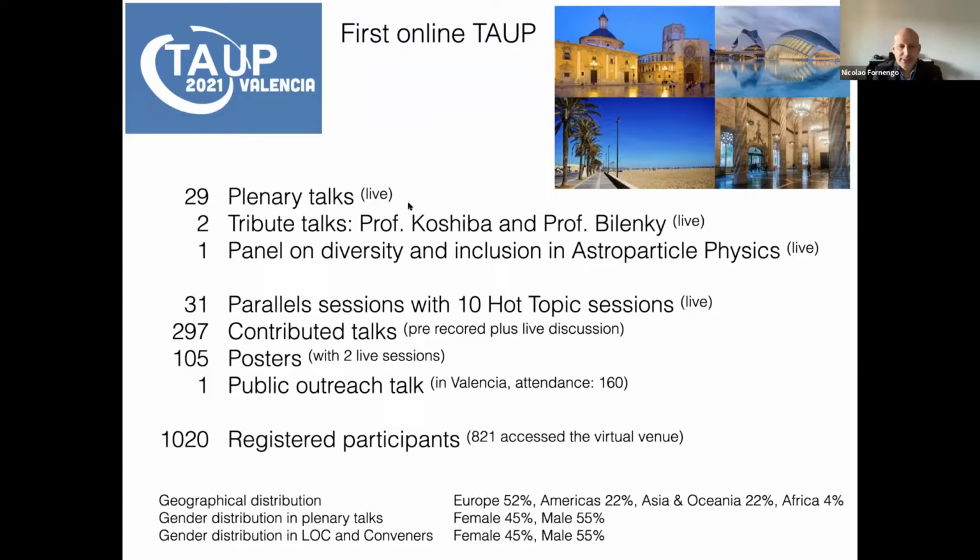The number of registered participants is the largest ever. It's more than 1,000 people, colleagues from all over the world. Here there is a geographical distribution, which is half from Europe, and some people from the American continent and Asia, Oceania, and some smaller attendance from Africa. And the largest share of these 1,000 participants actually accessed the virtual venue online. So this is a really very large attendance, which also testifies that TAUP is not only well known, but also sharing all around the world the increase in activities in astroparticle physics.